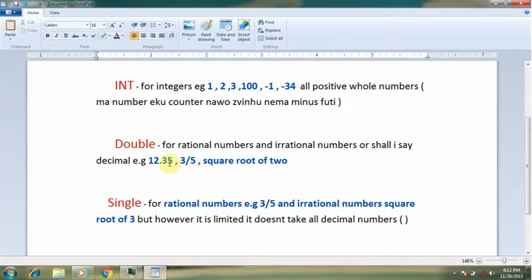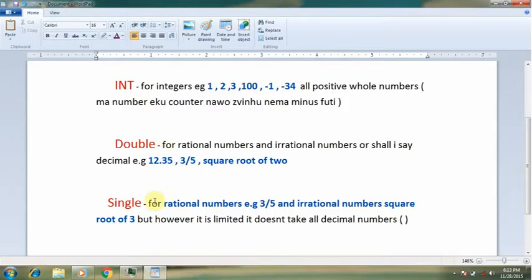Then we go to the next data type, called double. Doubles are used for rational numbers or irrational numbers. Rational numbers are numbers we can write as ratios or fractions, like 1/5 and 3/5. Irrational numbers are like the square root of 2 or the square root of 3, which cannot be written as a fraction. What they have in common is that they can all be written as decimals, like 12.5, 1.6, 1.8. That data type is called double.